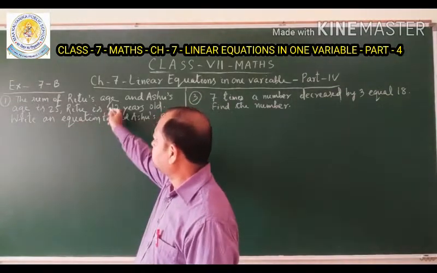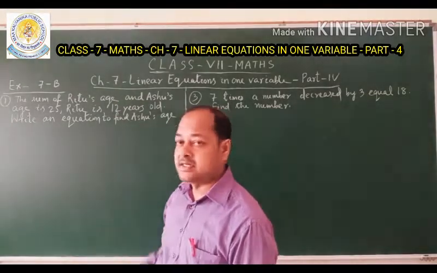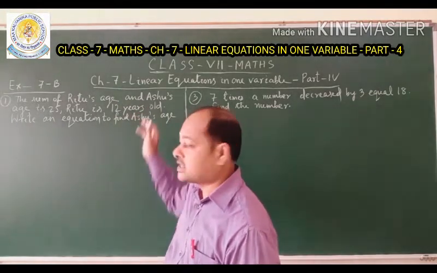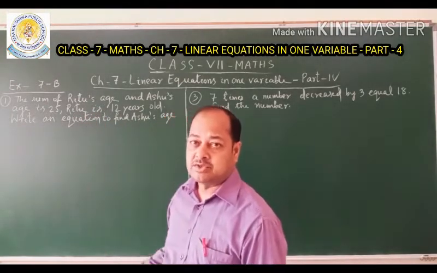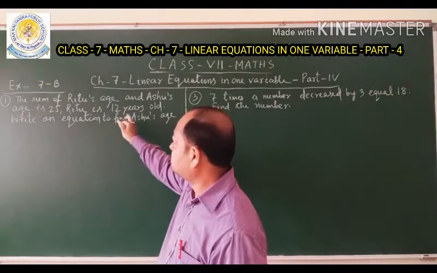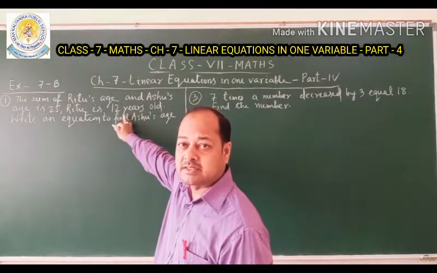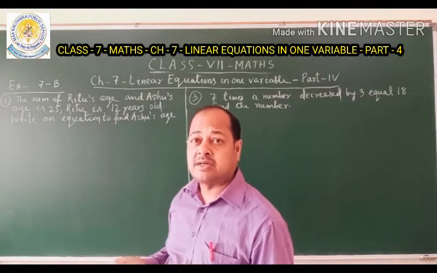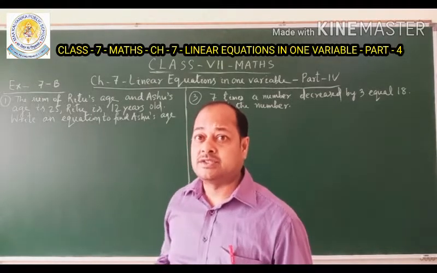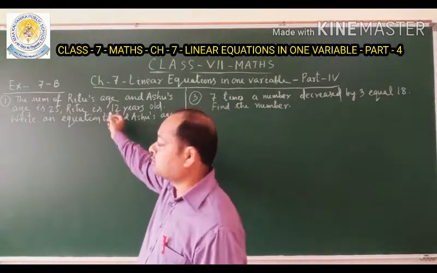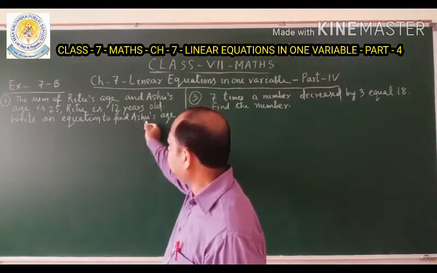The sum of Ritu's age and Asu's age is 25. There are two persons, one is Ritu, another is Asu. Together they are 25. Ritu is 12 years old. In a story problem, first try to understand the question. If you understand the question like a story, it will be very easy to solve. Write an equation to find Asu's age.